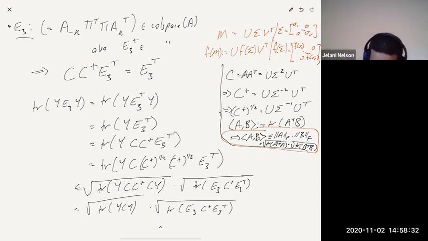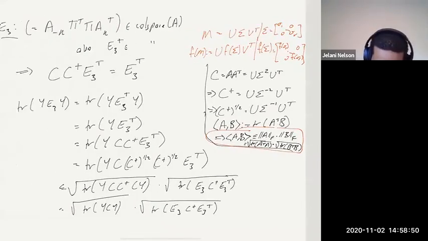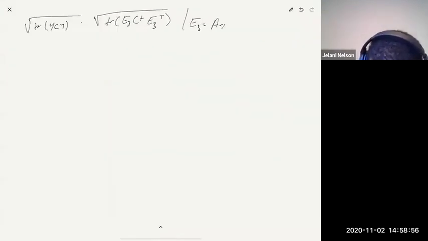Okay, so now let's go to the next. This is the part that maybe will be harder. So far we're up to the square root of the trace of YCY times the square root of the trace of E3 C plus E3 transpose. Okay, so now what is E3? E3 is this thing over here. Just remember what E3 is. It is equal to A minus A_K, sorry, A_K transpose.